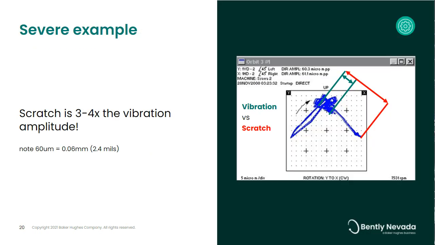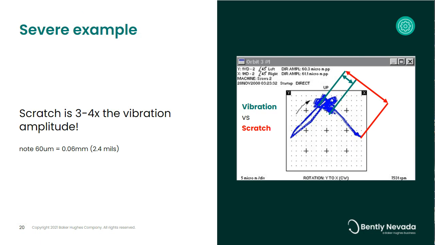The example I just gave is a relatively illustrative example. In that case, the size of the scratch was relatively small compared to the vibration. But in the real world, things are a lot more messy. This is one example that we have from the field.